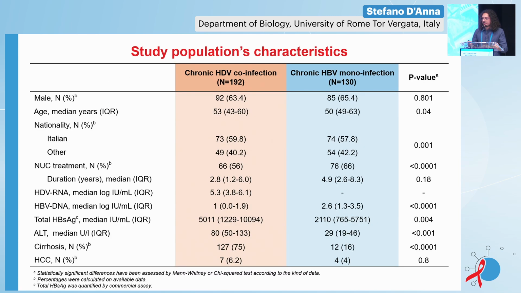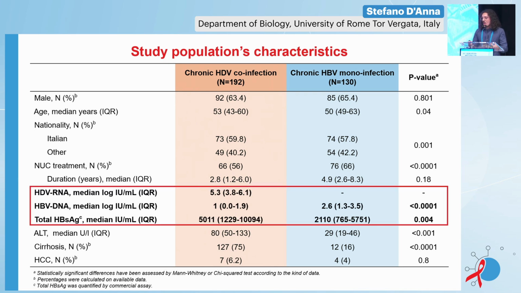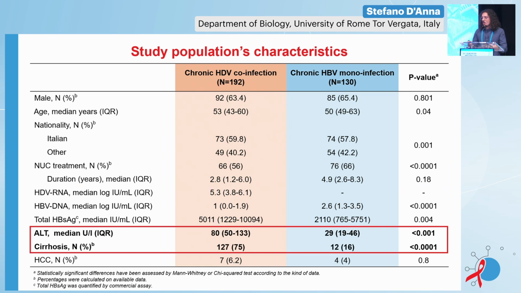Moving on to the results, these are the characteristics of our study population. The two groups showed comparable age, sex, nationality, as well as percentages of individuals undergoing nuke treatment. HDV coinfection is characterized by high levels of serum HDV RNA coupled to elevated levels of total HBsAg, despite low levels of HBV viremia. Moreover, HDV coinfection is also characterized by a more intensive liver inflammation as indicated by ALT levels and by a more advanced liver disease as indicated by the percentages of cirrhosis.